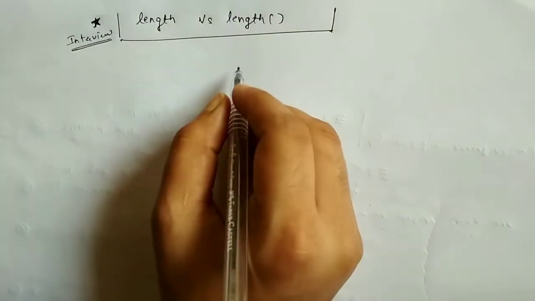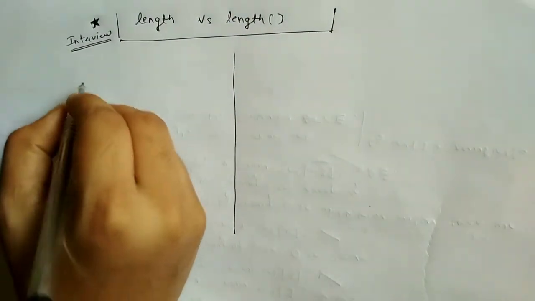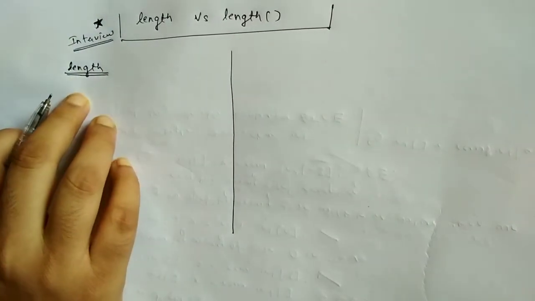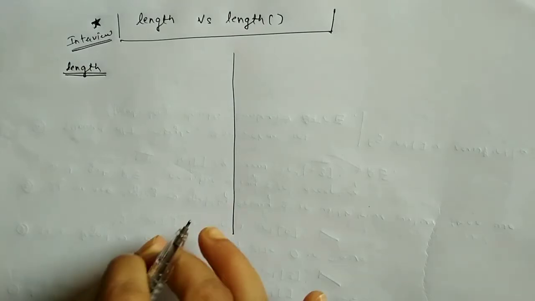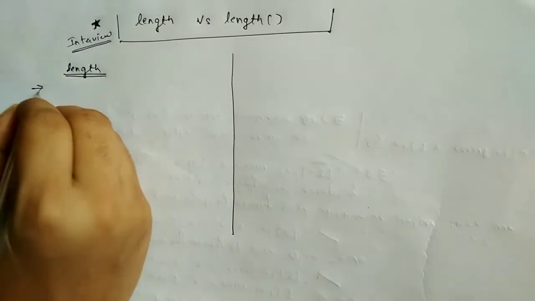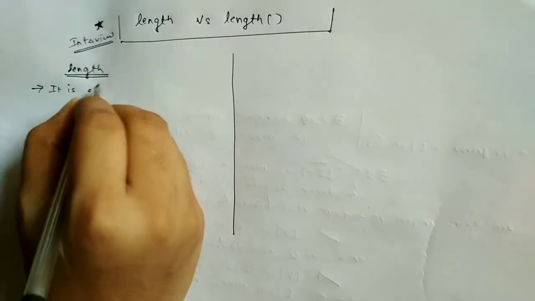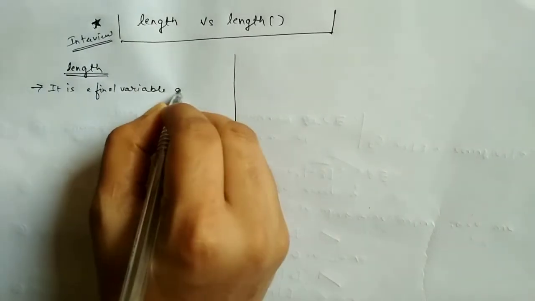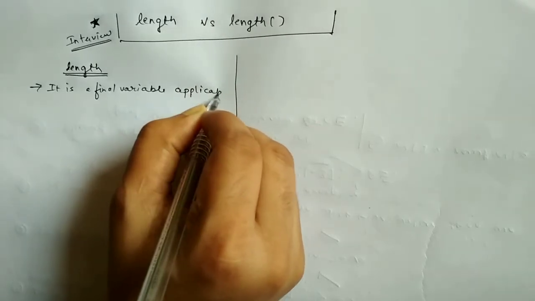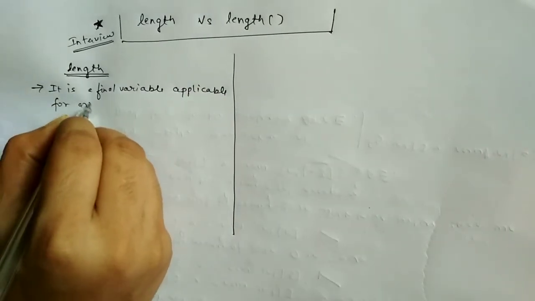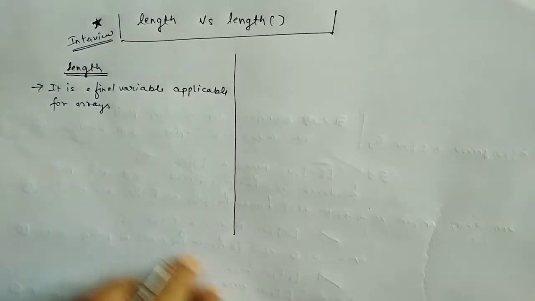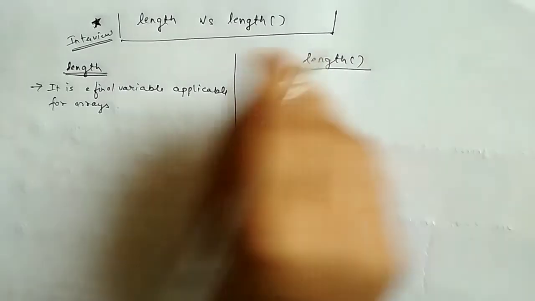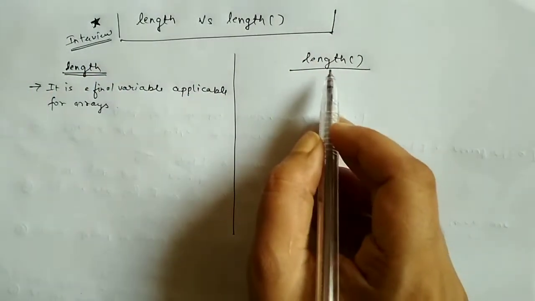First we will discuss about length. So what is length? Length is a final variable applicable for arrays. And in the same column we will discuss about the length method. This is the length variable and this is the length method.